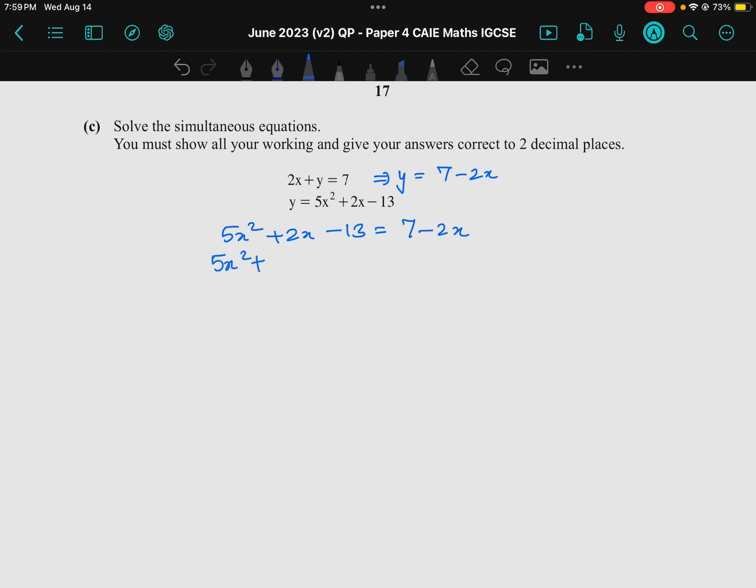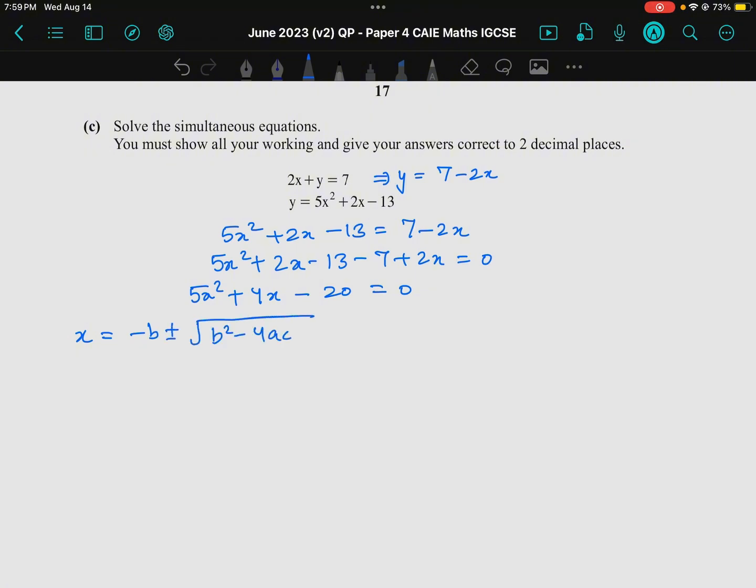So 5x square plus 2x minus 13 minus 7 plus 2x equals 0. So it is 5x square plus 4x minus 20 equals 0. Using the formula x equals minus b plus minus under root b square minus 4ac upon 2a, when you compare it with the general form of the equation ax square plus bx plus c equals 0, the value of a is 5, the value of b is 4 and the value of c is minus 20.